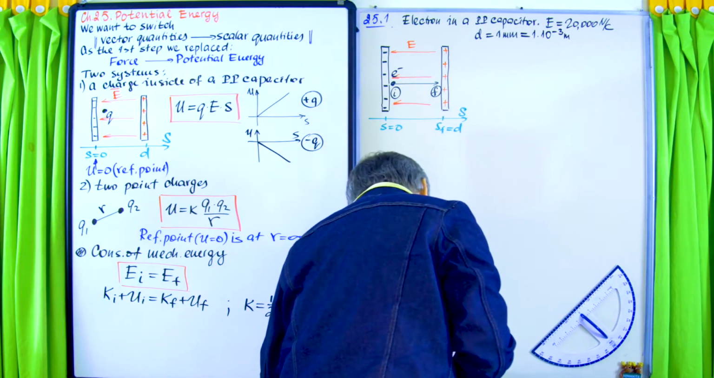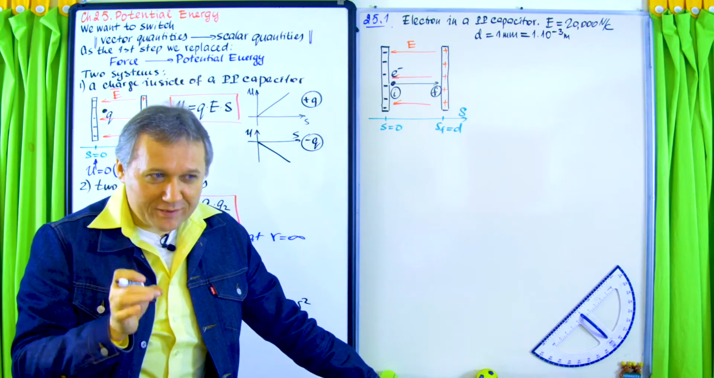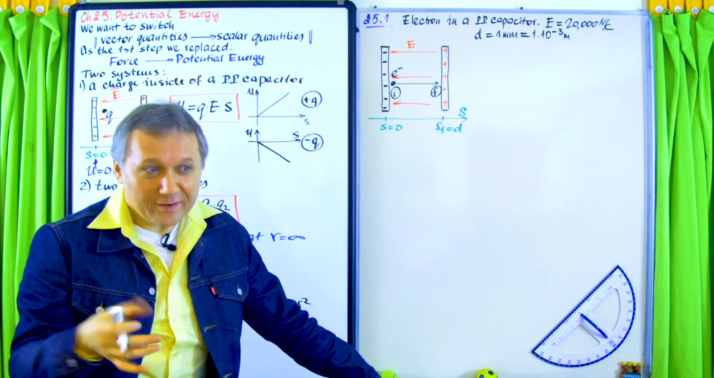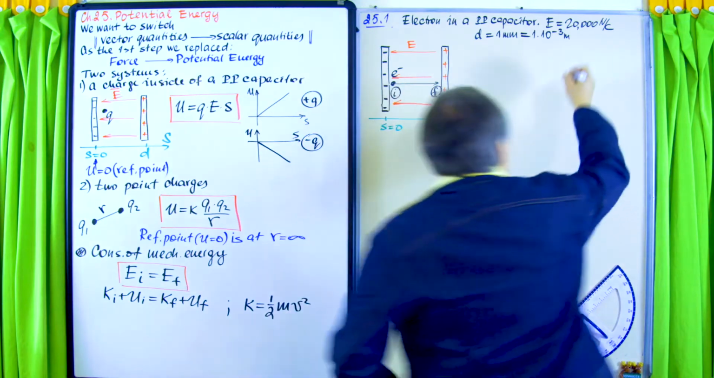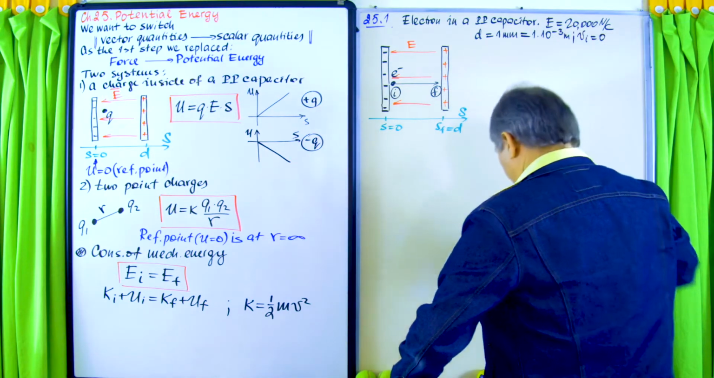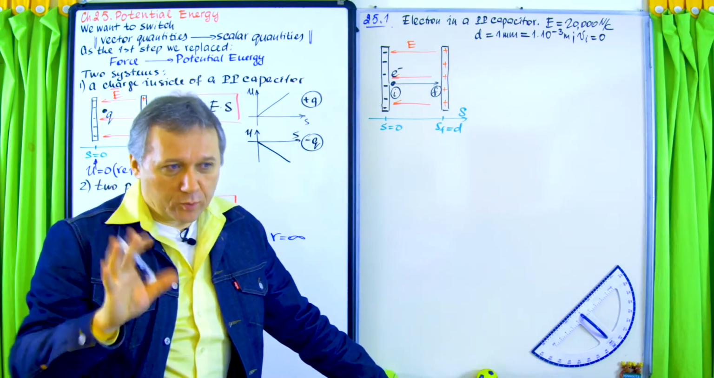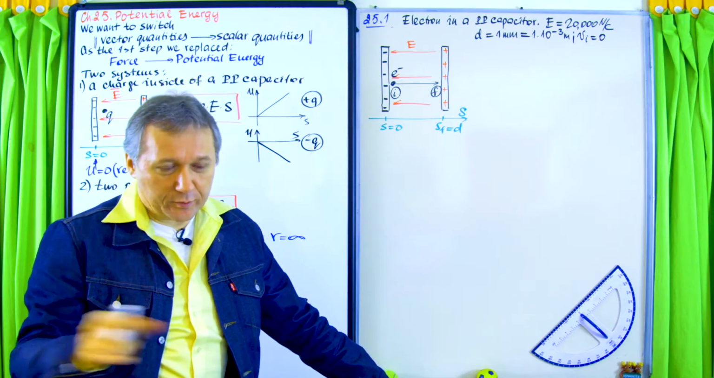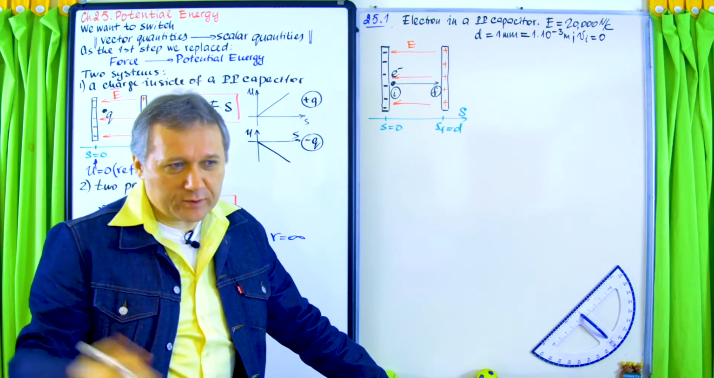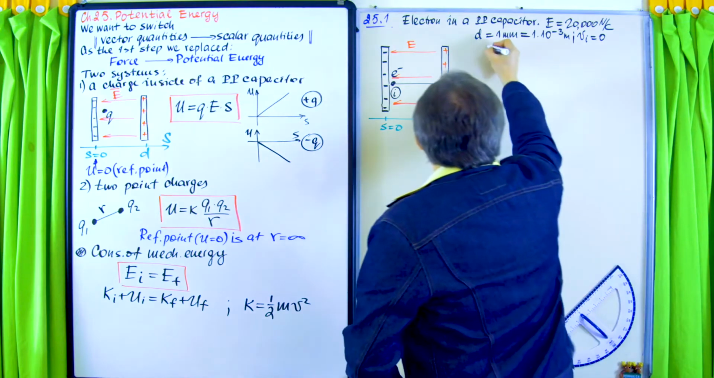What else? An electron is released, so it means that the initial velocity is 0. So I can write v sub i equals 0. Of course, we assume that you know the charge and mass of an electron. You just open the book and you can see those universal constants. So what needs to be found?